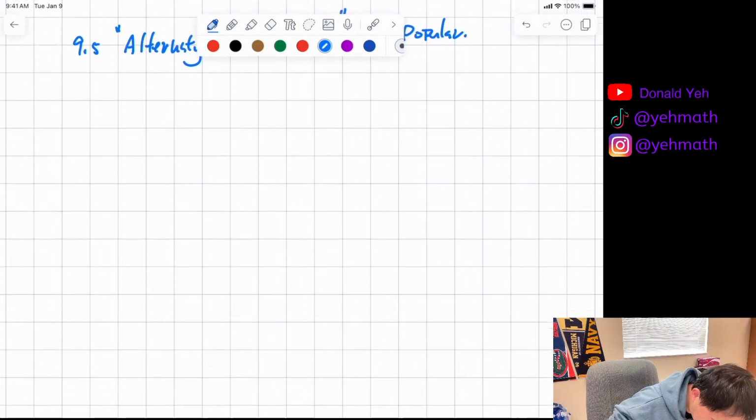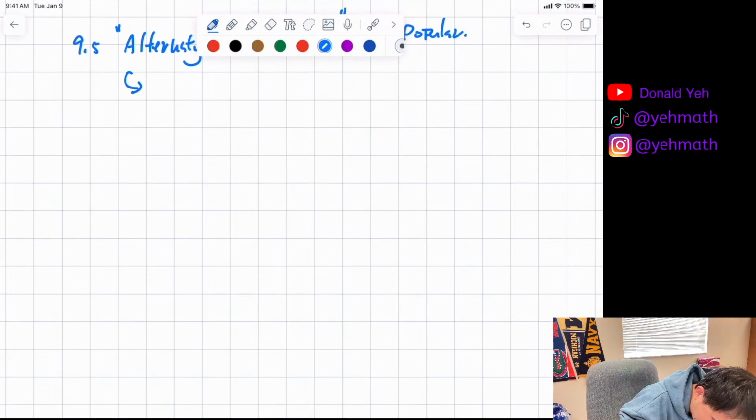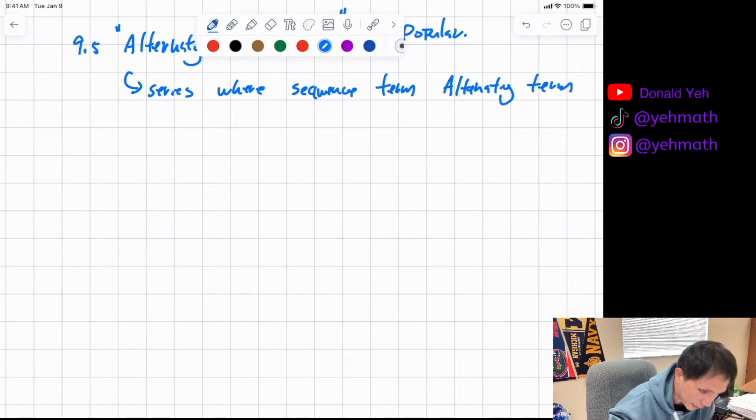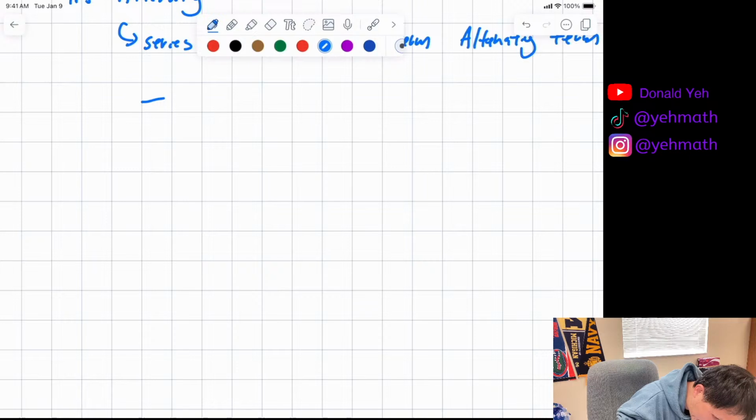So what does that mean? So this means a series where it's alternate terms, alternative like signs. Okay, sequential terms is the alternate signs.